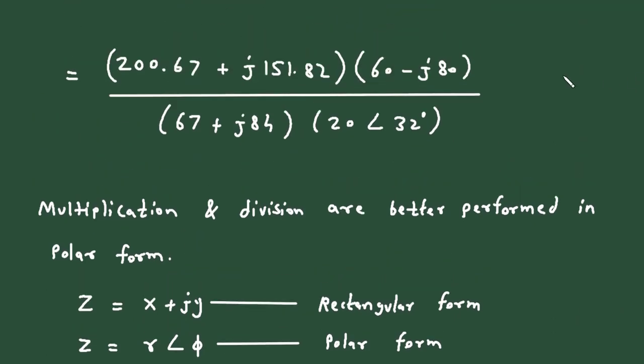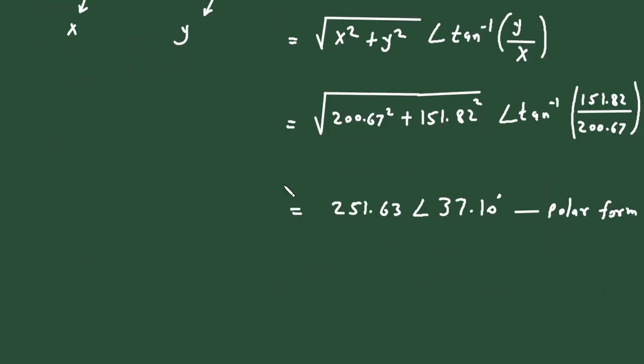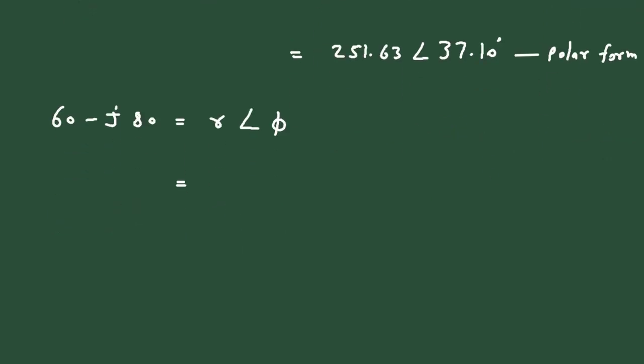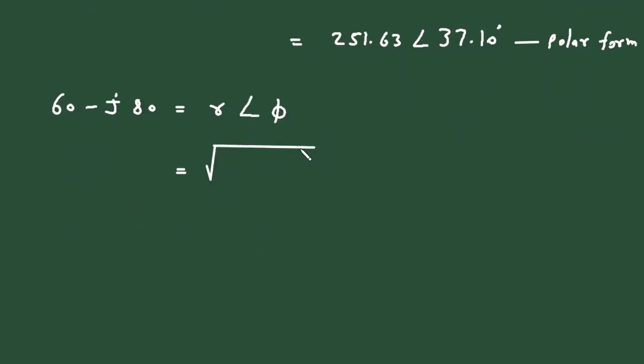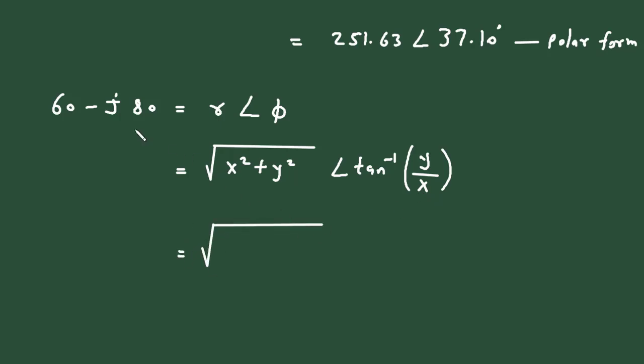Now we will do the same for 60 minus j80. 60 minus j80 is equal to r at an angle phi. So again the value of r is under root of x square plus y square at an angle tan inverse of y by x. So this will be under root of x square is 60 square plus y square is minus 80 square, at an angle tan inverse of y by x, that means minus 80 divided by 60.